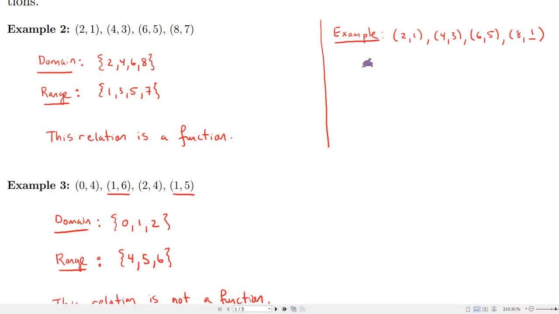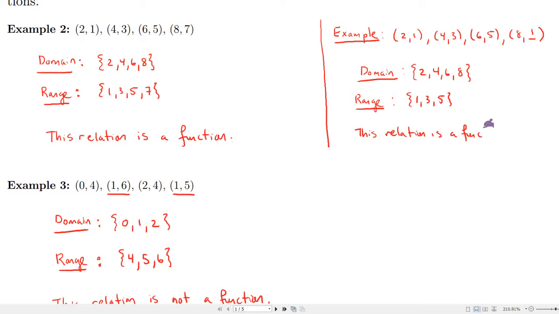So what would the domain be? The domain is still the same, 2, 4, 6, 8. The range, the set of outputs, is 1, 3, 5, 1, so we only have 1, 3, and 5. But this is still actually a function. This relation is a function.